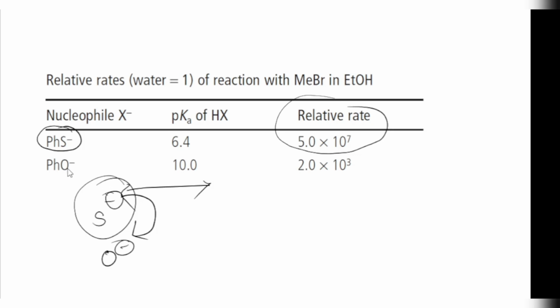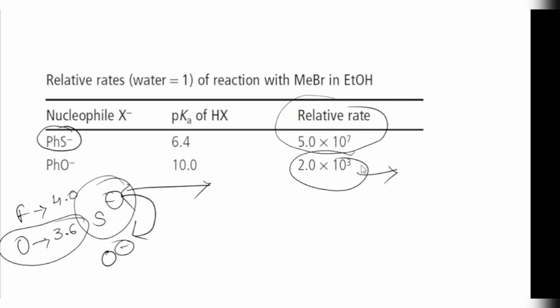Here oxygen is an electronegative group, correct. Next to fluorine, fluorine is most electronegative, that is 4.0 electronegativity, and for oxygen we get 3.6, like that, correct. That is the second most electronegative element. Because of that, what will happen, it has a tendency of holding the electrons. Because of that, the nucleophilicity is less. Because of that, it will show a relative rate lower compared to sulfur.